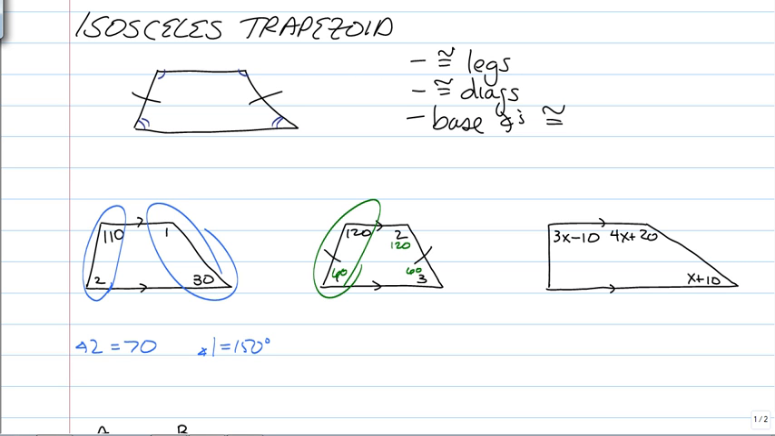Which brings us to the last one in this row. If we're trying to solve for x, your only option is to add those to 180 because this is not an isosceles trapezoid, so we do not know that the tops are congruent. So this would just be 5x plus 30 is equal to 180, which means you're going to get x is equal to 30. And that's it.